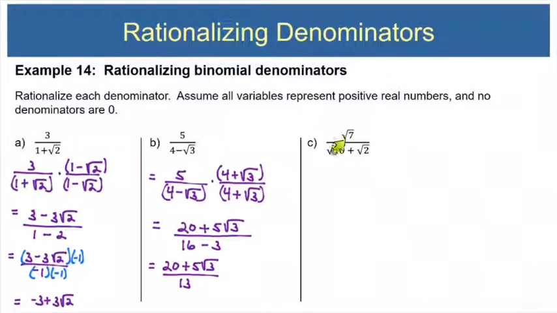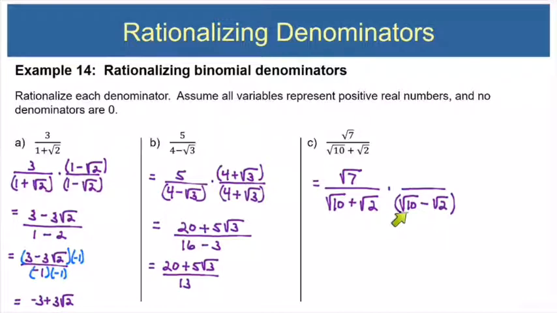In part C we have square root of 7 all over square root of 10 plus square root of 2. So of course you can see that we have two terms here, and so to eliminate both of these radicals, we're going to have to use the same strategy we used on part A and part B. So we'll need to multiply these two terms by their conjugate. So I need to multiply the denominator by square root of 10 minus square root of 2. But because I've done it to the bottom, I now must do the same thing to the top.